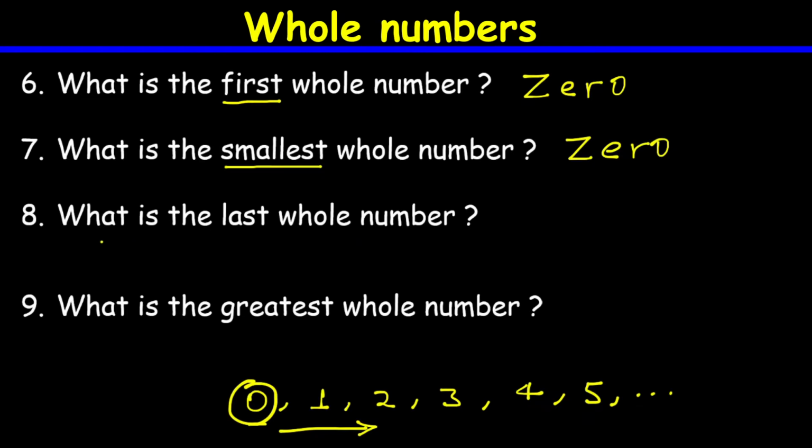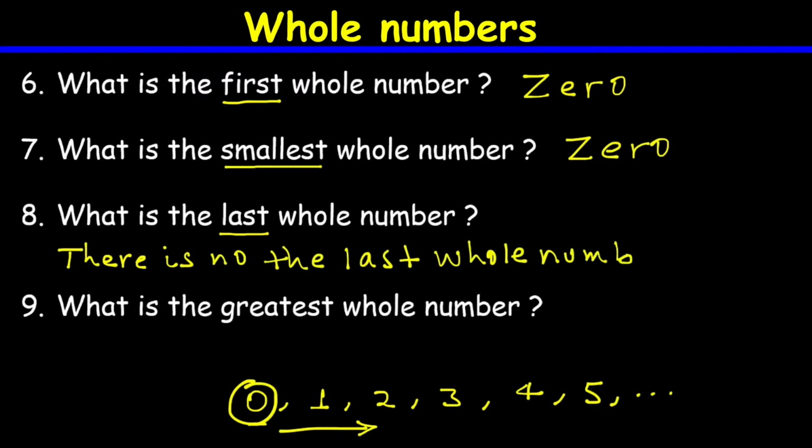Question number 8. What is the last whole number? Because whole numbers are infinite, there is no last whole number. Therefore, the answer to this question is there is no last whole number. Question number 9. What is the greatest whole number? Again, because whole numbers are infinite, there is no greatest whole number. Therefore, the answer to this question is there is no greatest whole number.